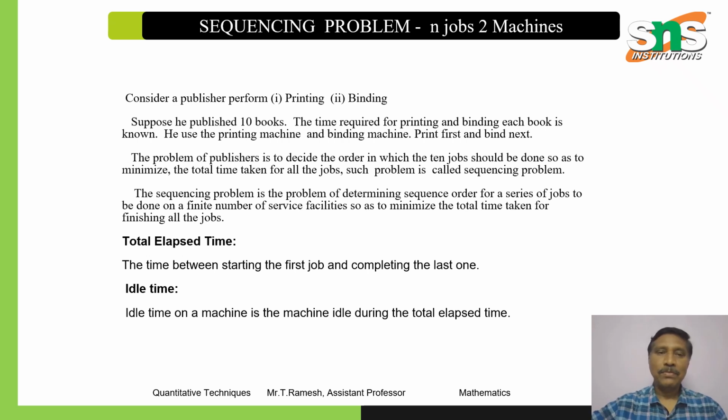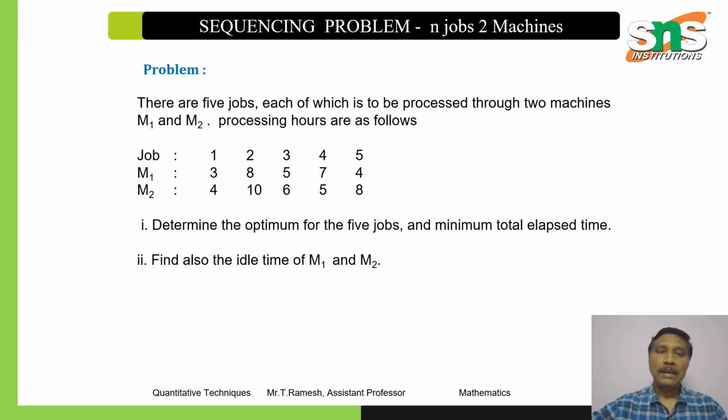Now take some example for this. The first problem: there are five jobs, each of which is to be processed through two machines, M1 and M2. Processing hours are as follows. First job, if it is on M1, machine 1, takes 3 hours, and if it is on M2, 4 hours. Likewise, the second job, third job, fourth job, fifth job, and the durations on machine 1 and machine 2 are given. Using this, we find the optimum sequence for the five jobs and the minimum total elapsed time. And the second one is to find also the idle time of machines M1 and M2.